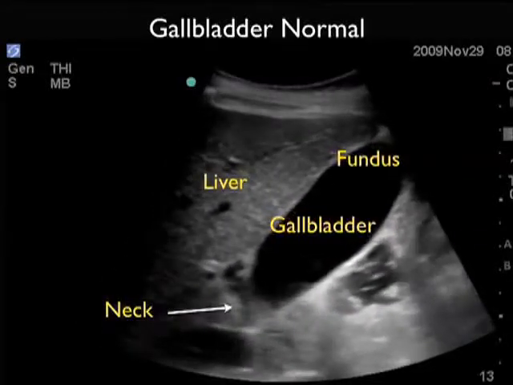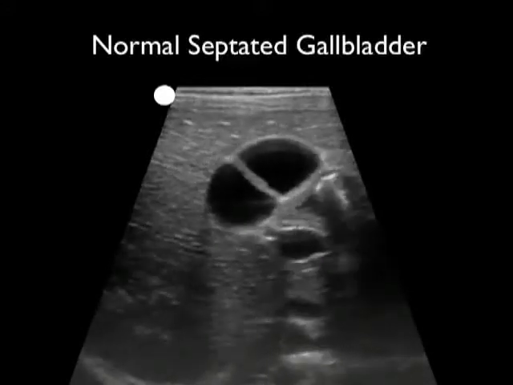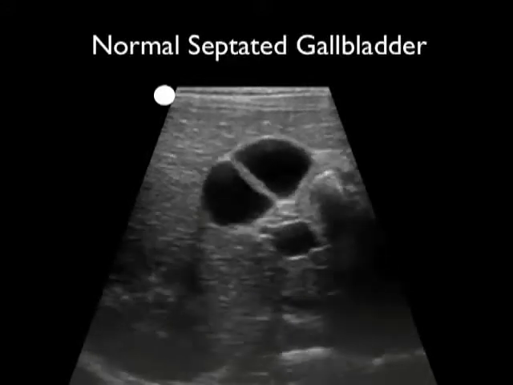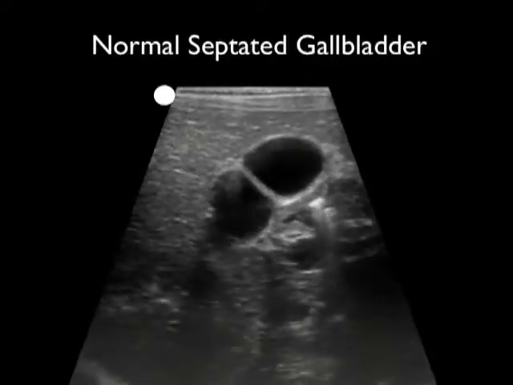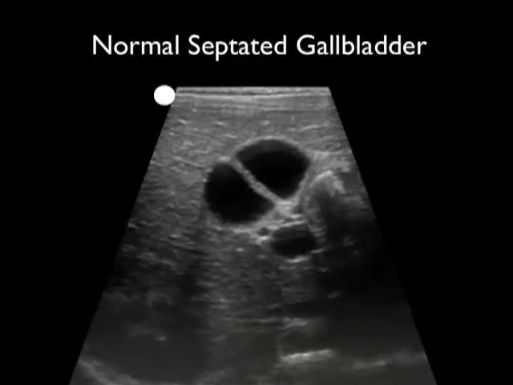within the gallbladder lumen. Here's a normal variant known as a septated gallbladder, and we see a little septum, that little white line going through the middle of the gallbladder. This can be seen on bedside sonography and is not to be mistaken as pathology.